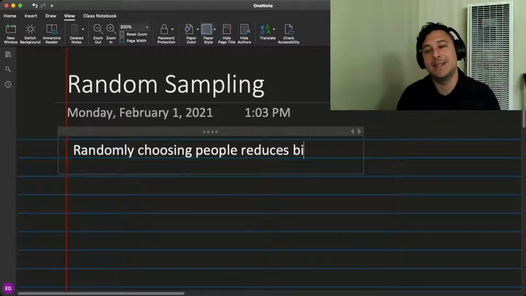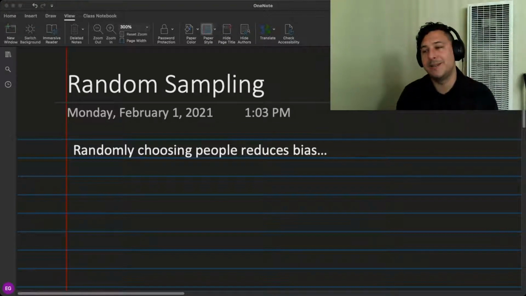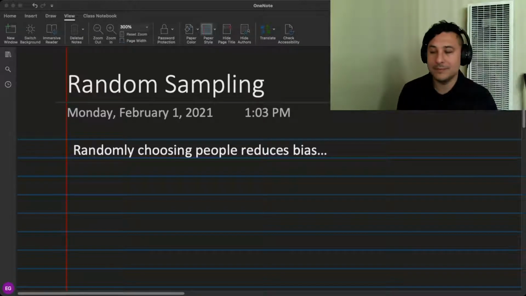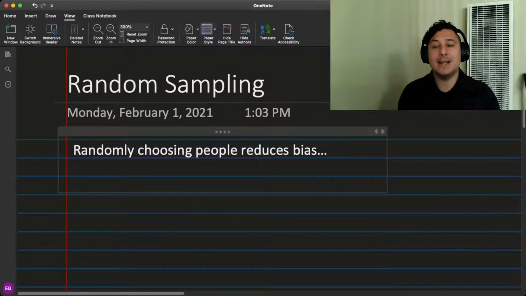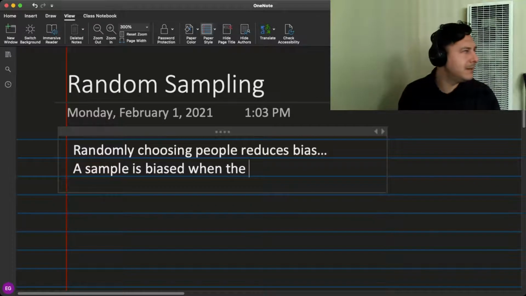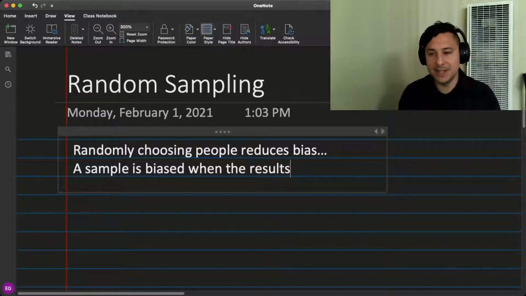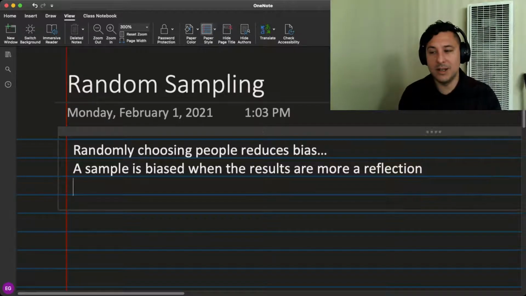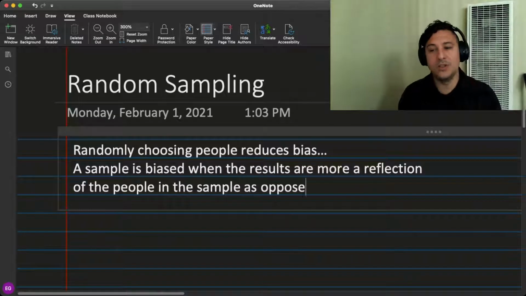Now, I had a nice way of saying what bias is. So, what is bias? How would you describe it? What does it mean for the sample, or the group of people you're looking at, to be biased? Yeah, so a sample is biased when the results are more a reflection of the people in the sample as opposed to whatever you're testing.